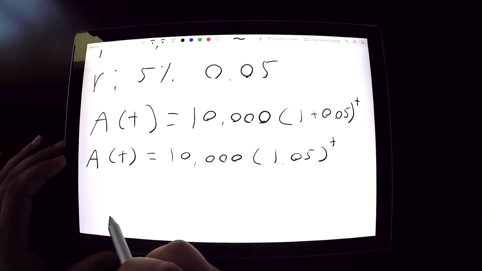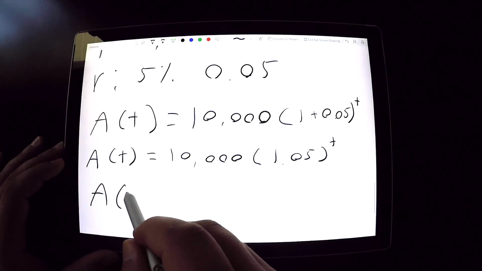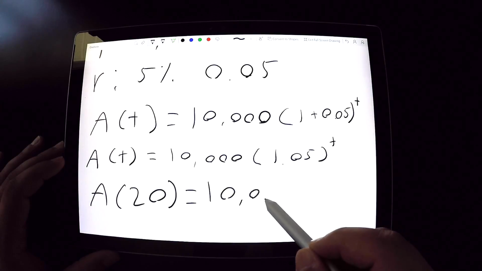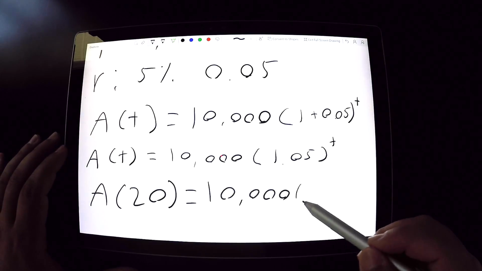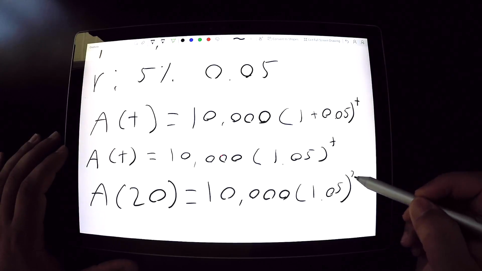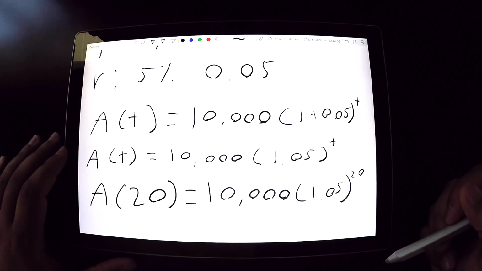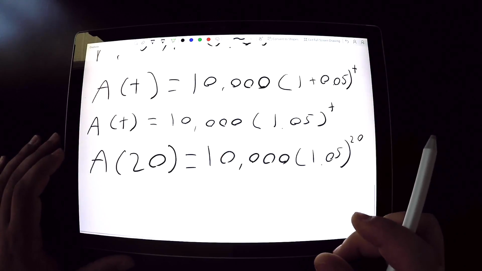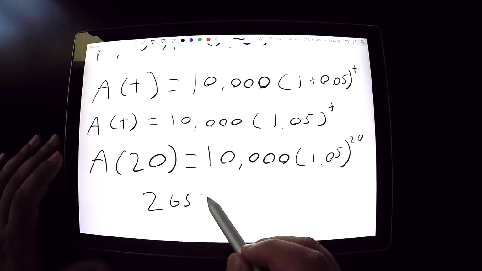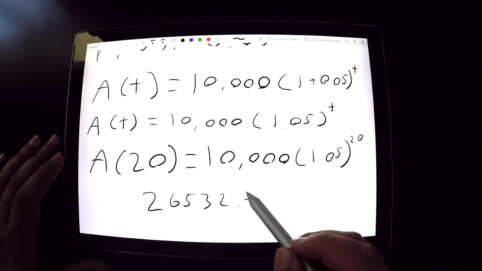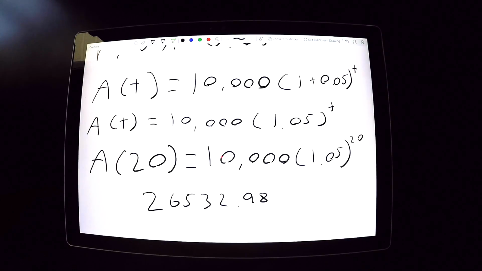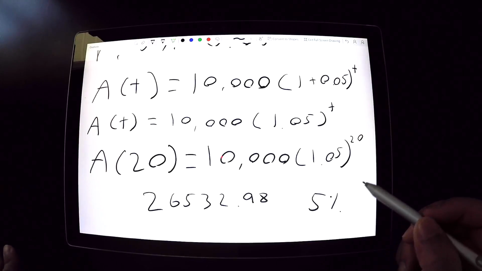So, after 20 years, A of 20 equals 10,000 times 1.05 to the power of 20, because t is 20. Now, simplify that, and you'll get $26,532.98 over a 20-year period if the interest is compounded annually at 5%.